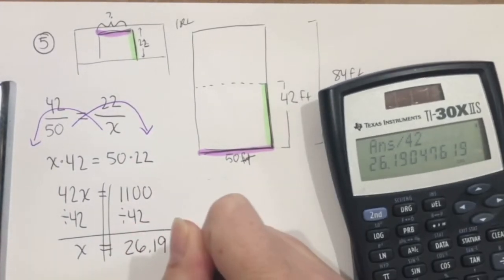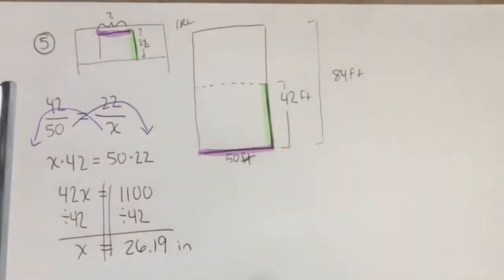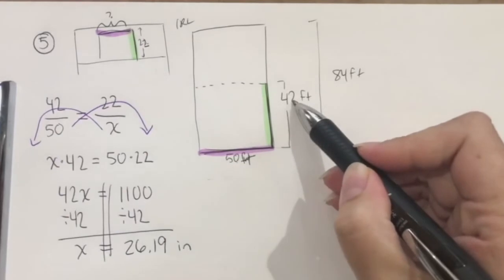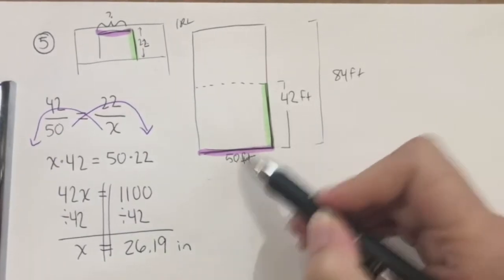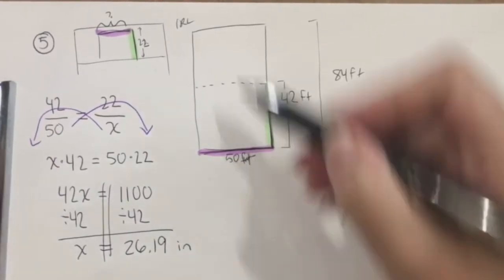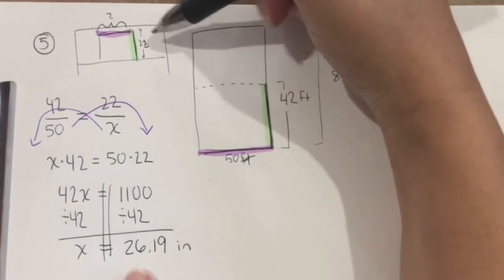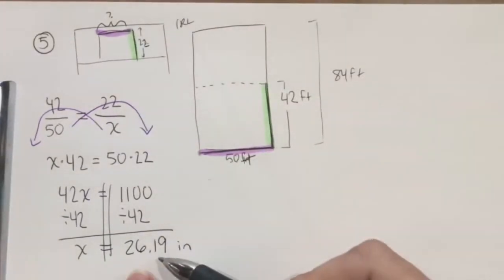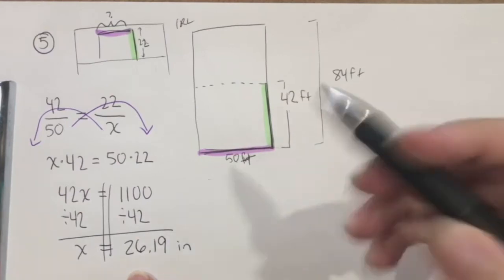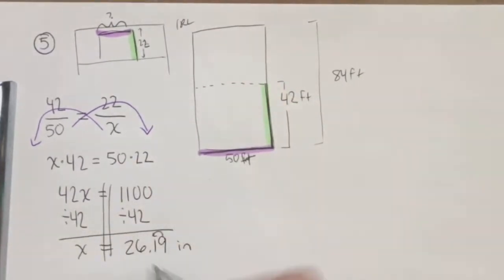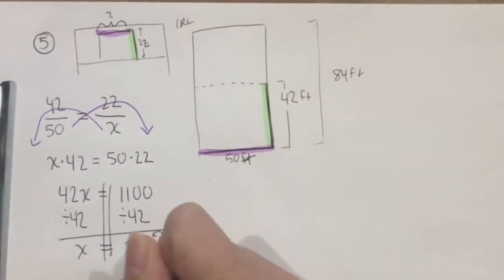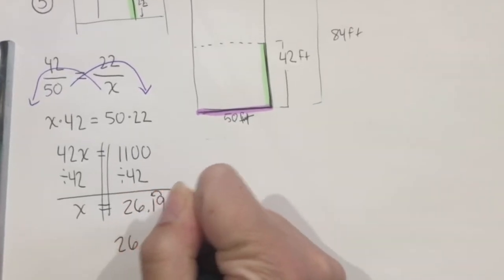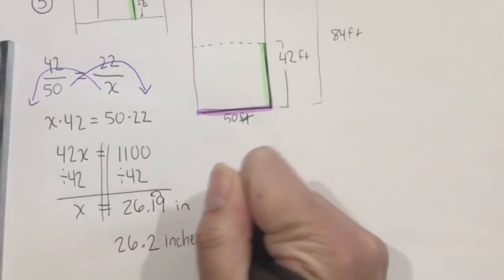26.19 inches right there. And if we think about it, that makes sense because 42 is a little bit less than 50. So the 22 should be a little bit less than whatever this side is. So 26.19, that makes sense. It says round your answer to the nearest tenth if necessary. Okay, so we've got to round that up. 9 makes the 1 go up, so 26.2 inches.